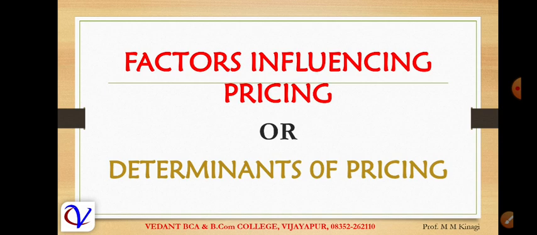Then the marketing mix. As you know, the marketing mix considers all four P's of marketing: product, price, place, and promotion. Considering all those four P's, we need to fix a price. And the fifth point is the life cycle. You know that in the life cycle there are four stages: introduction, growth, maturity, and decline. At each stage we need to take care of the pricing, how much we need to change the price for the product.